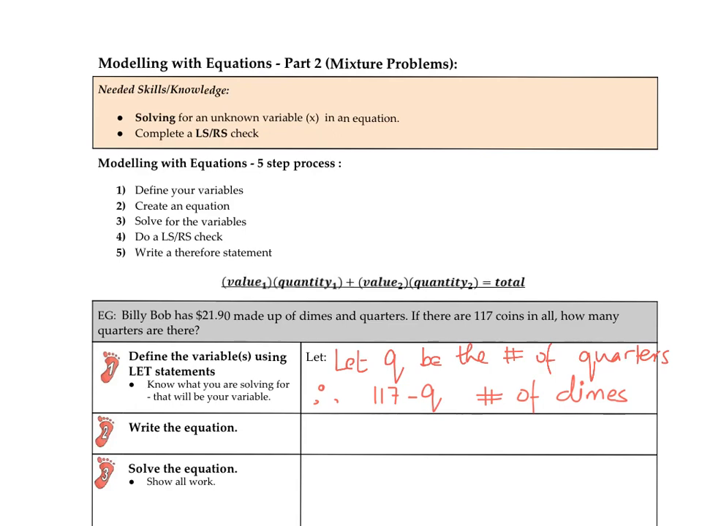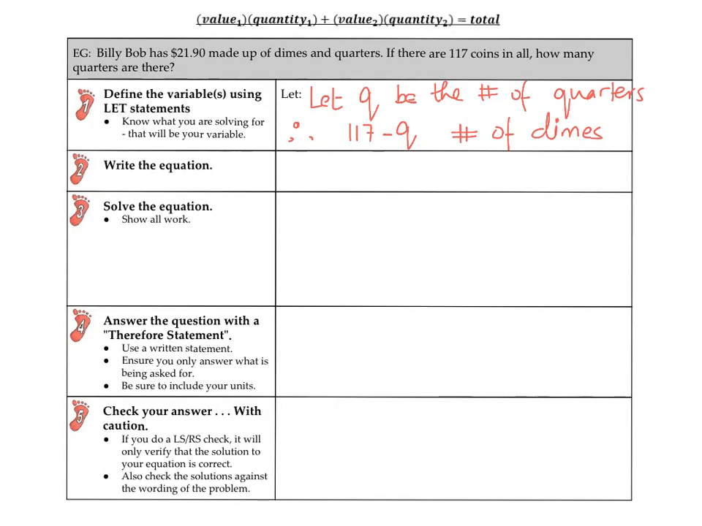Okay, now let's create an equation. In total, he has $21.90, which is made up of these quarters and dimes. To create our equation, I'm just going to do a little setup for you to have a better understanding. He has quarters, so what will be the value of quarters plus value of dimes equals, in total, he has $21.90. Now remember, what is the value of a quarter?